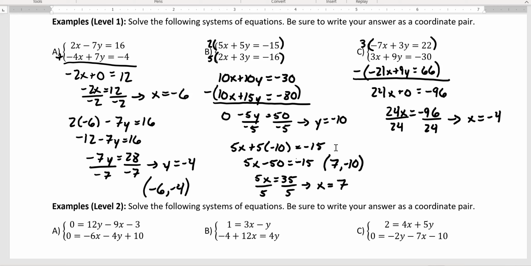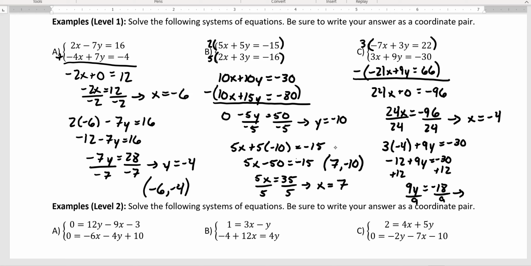So now that I know x is negative 4, I can just plug that in. So I'll do the bottom equation this time because I'm feeling creative. 3 times negative 4 plus 9y equals negative 30. So this will become negative 12. Plus 9y is negative 30. I'm going to have to add 12 to both sides. Negative 30 plus 12 would become negative 18. And when I divide by 9, I'm going to find that y equals negative 2. So my solution for this one, negative 4, comma, negative 2.